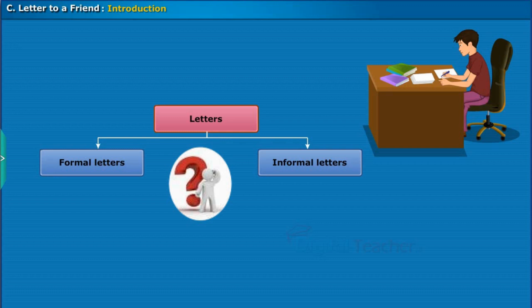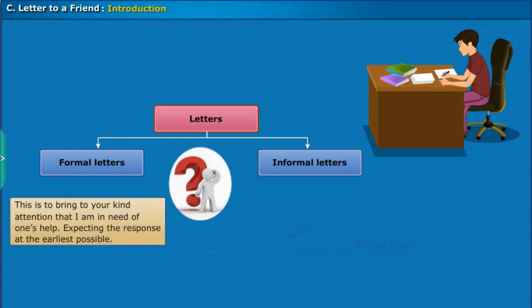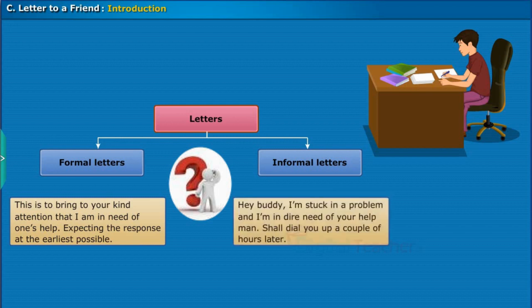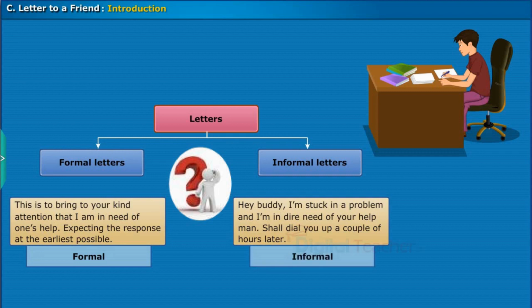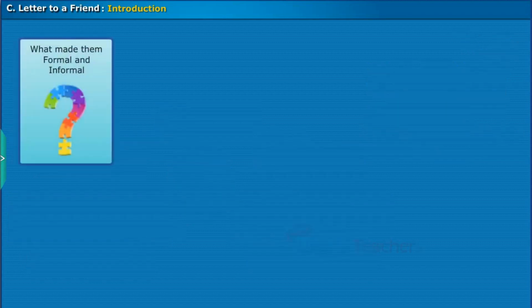Observe the following messages sent by two different people. This is to bring to your kind attention that I'm in need of one's help, expecting the response at the earliest possible. Hey buddy, I'm stuck in a problem and I'm in dire need of your help, man. Shall dial you up a couple of hours later. The first one is formal and the second one is informal. Here is another question. What made them formal and informal?